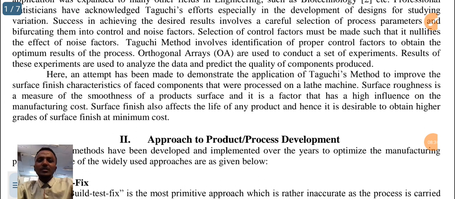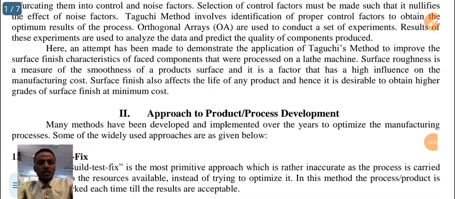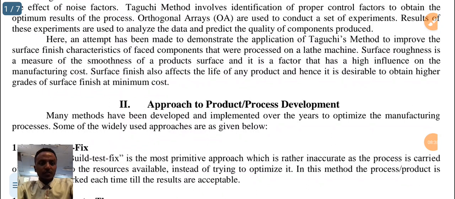So it is a basic thing that surface roughness has to be reduced and surface finish has to have a good outlook. And it is a factor that has a high influence on the manufacturing cost. Yeah, it also adds cost because again machining has to be incurred to reduce such roughness. Surface finish also affects the life of any product, and hence it is desirable to obtain higher grades of surface finish at minimum cost.